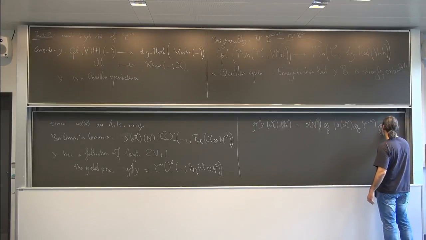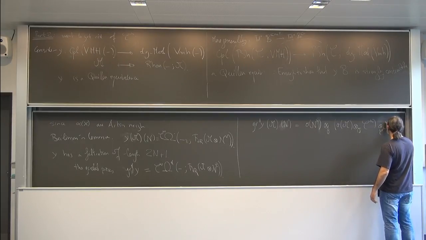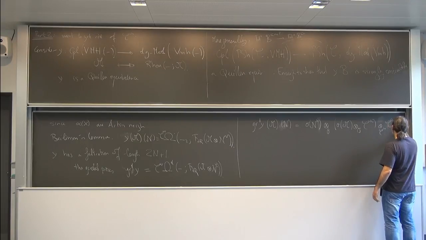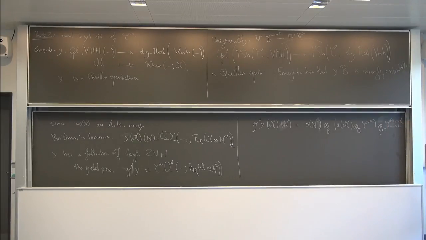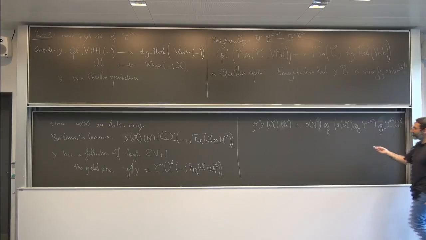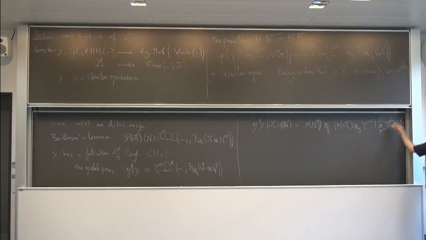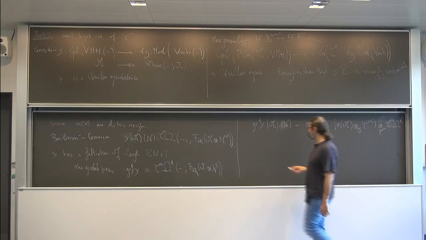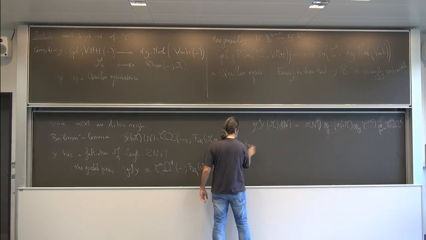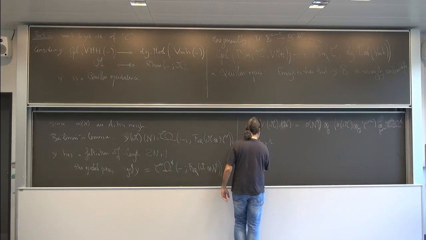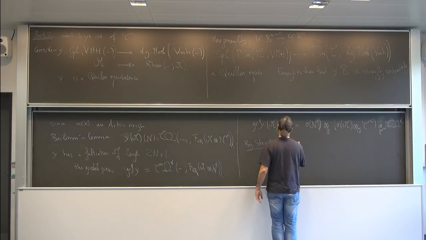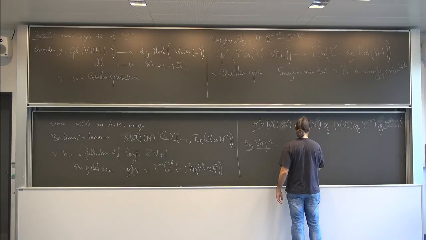Tensored with C infinity omega t. Okay, so this is a tensor product of two functors, and then with some constant object. Now by step 1, we know that Gro D y, what is it?